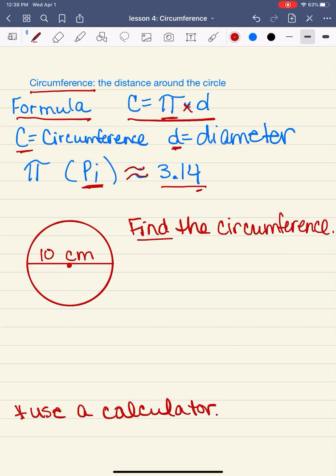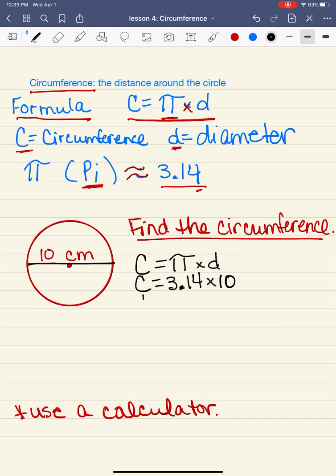So we're going to find the circumference of this circle. I'm going to write down my formula. C is equal to pi times diameter. For pi, we're going to use 3.14. We're going to multiply that by the diameter. Remember, the diameter is the distance across the circle. So in this case, it would be 10. When we multiply that, that'll be 31.4.